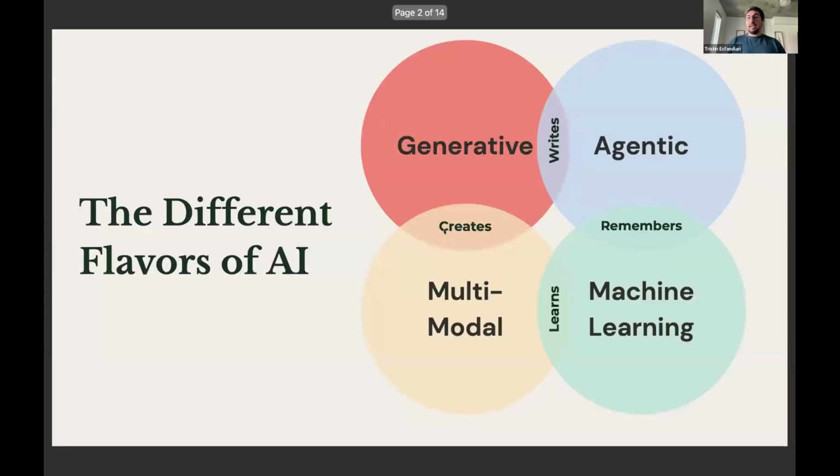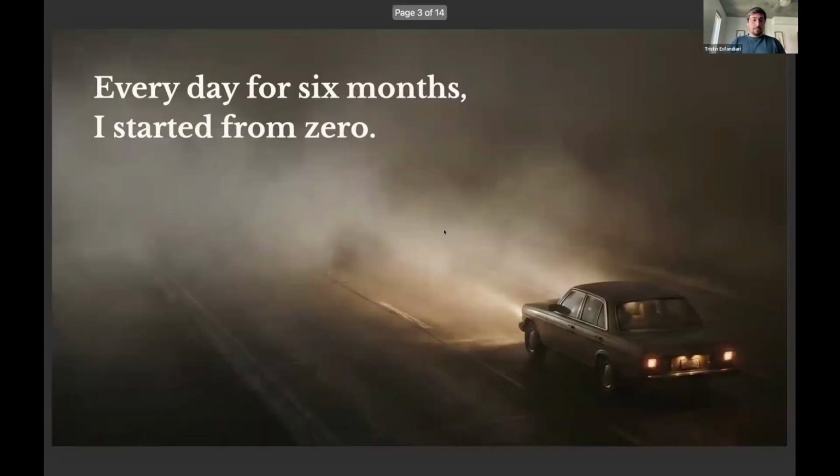We all know the different flavors of artificial intelligence: generative, agentic, multimodal, and machine learning. And I have really captured a way to use agentic throughout my daily workflow. For some context, I have used Claude almost every day for the past 2 years. And before the last 6 months, I had to start a new thread with every single conversation.